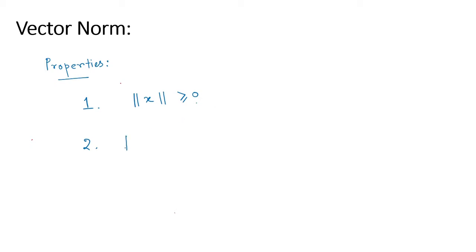The second important property is that if we multiply a vector with a scalar k, and we take the norm of the whole quantity k times x, it would be mod of k multiplied by the norm of x, for any scalar k. One mistake that people generally make is that they simply multiply with k, but we should multiply with mod of k. So the second property is that if we multiply the scalar with the vector and take the norm of the whole quantity, it will be mod of k times the norm of x. So these are the main 2 properties of vector norm.